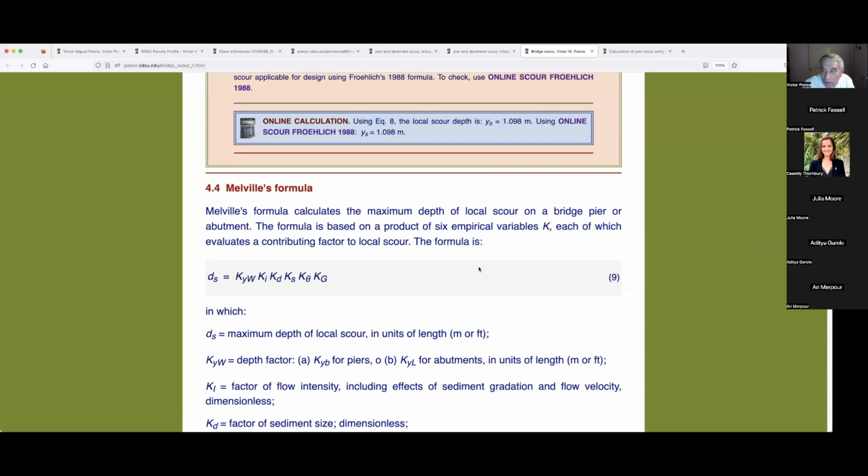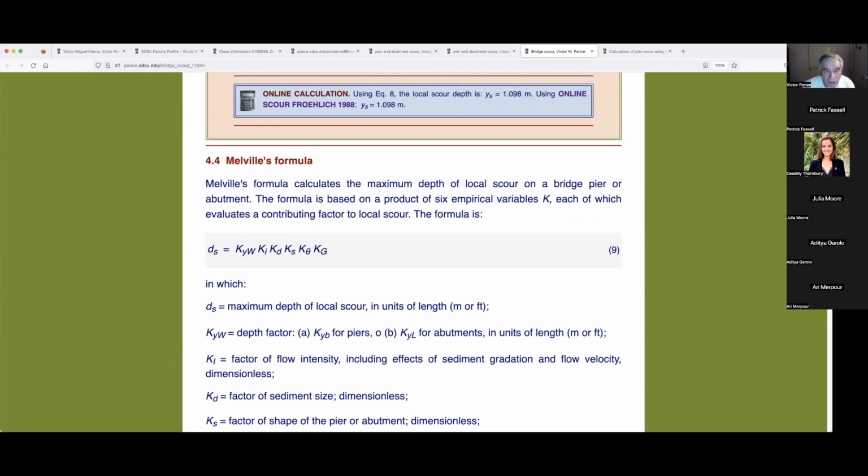So now we're going to dwell into the details of the model. Melville's formula calculates the maximum depth of local scour on a bridge pier or abutment. So it does pier or abutments. Now I'm going to go over the formula to show you the complexity of what Melville did in 1997. So that's 25 years ago. And to be honest with you, I don't know if this gentleman is still alive. I honestly don't know. I would have to research it.